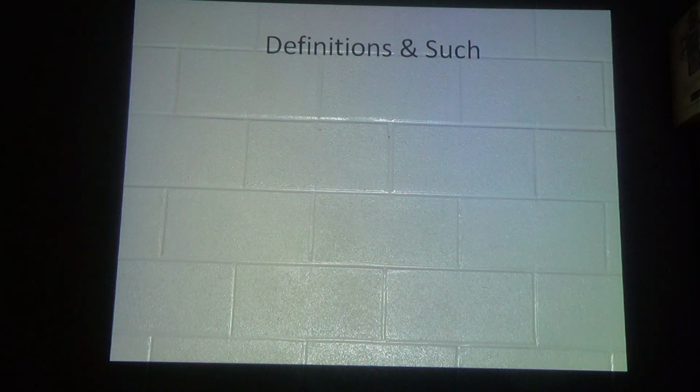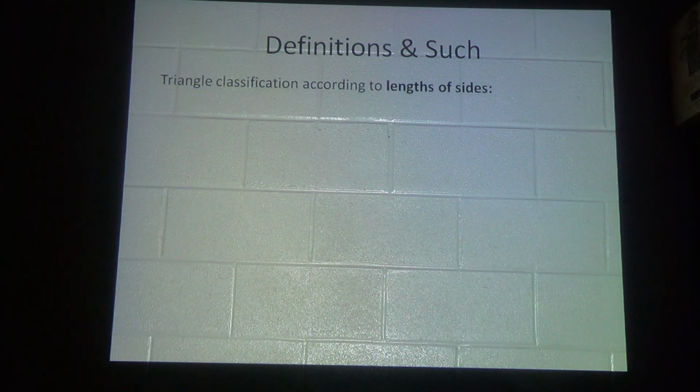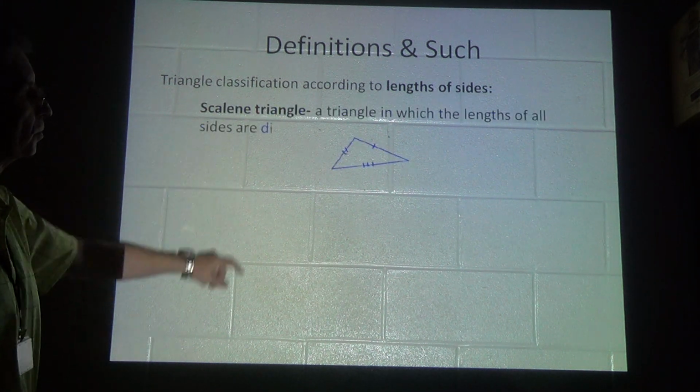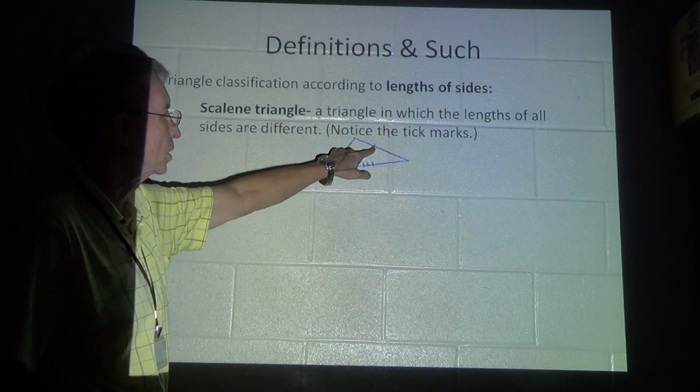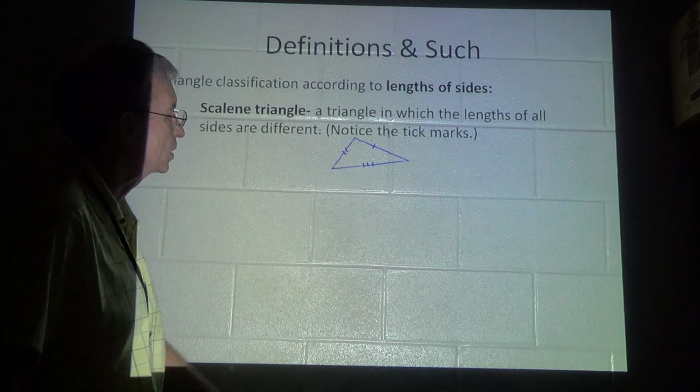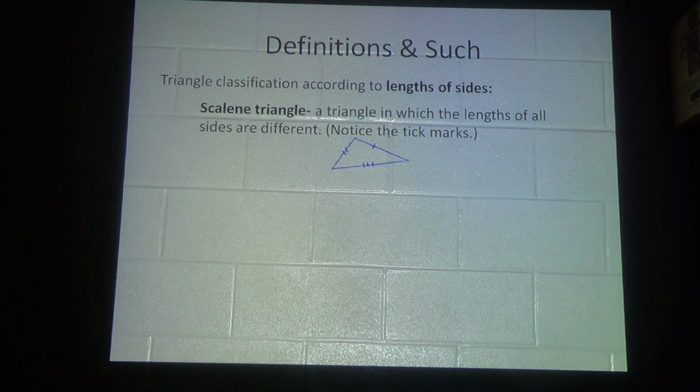Alright, if you classify triangles by the lengths of sides, first one you have is a scalene triangle, which simply tells you that all 3 sides are different lengths. And they're drawing your attention to the tick marks. 1 for this one, 2 for this one, 3 for this one. That means that each one is a different length.